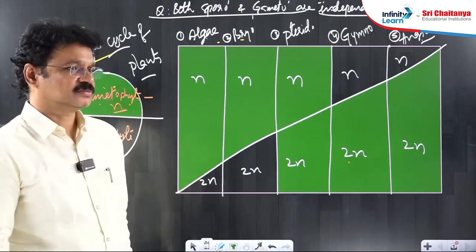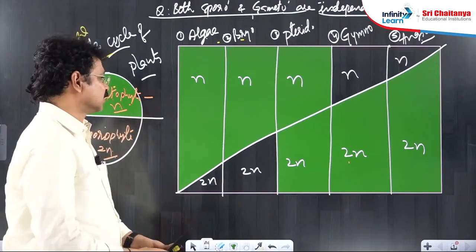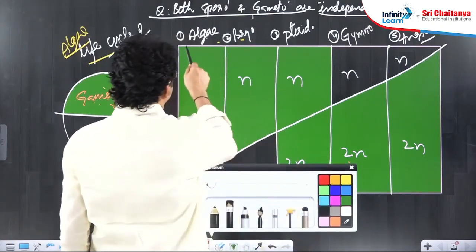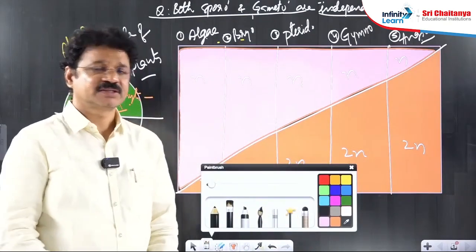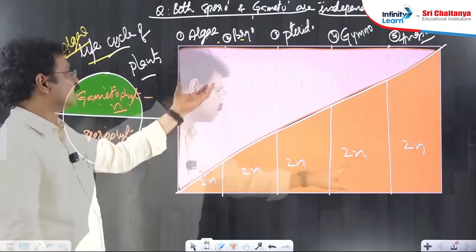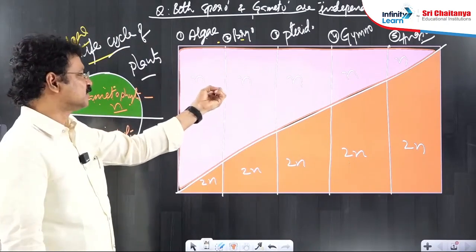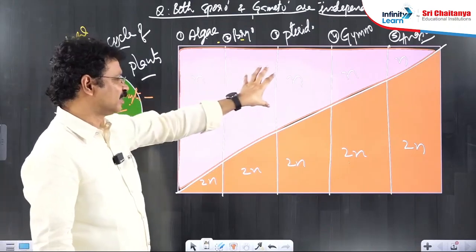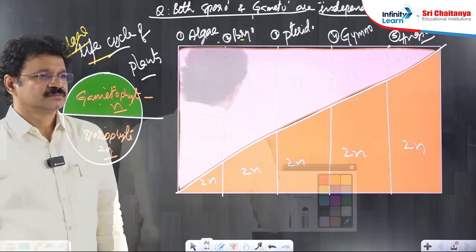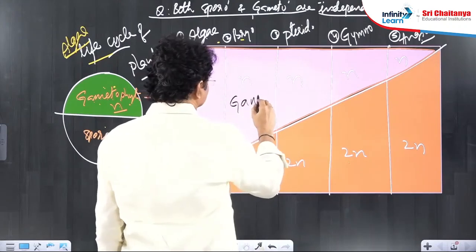Next, one more question. This concept is slightly different. Observe the diagram carefully. Be ready to give answers. What is the difference between this pink color area and brown color areas? Here, what is the name of this pink colored portion and brown portion? Pink one is gametophyte.